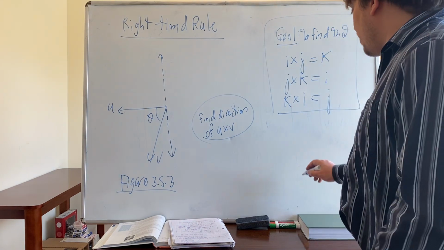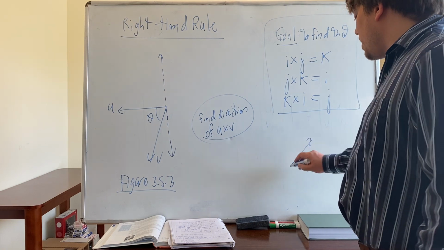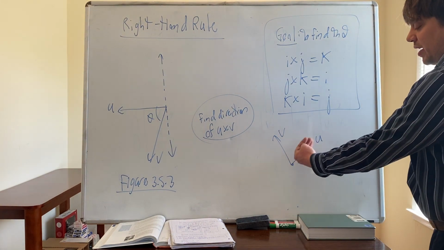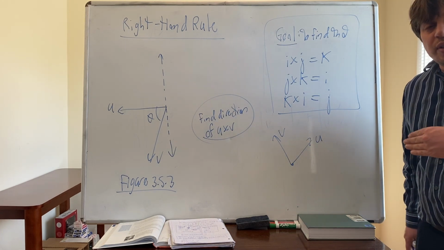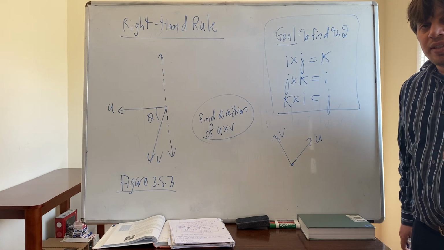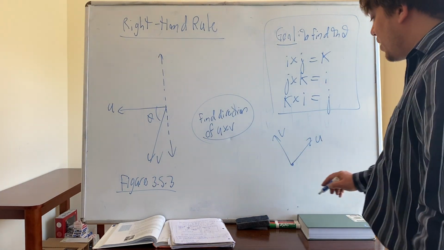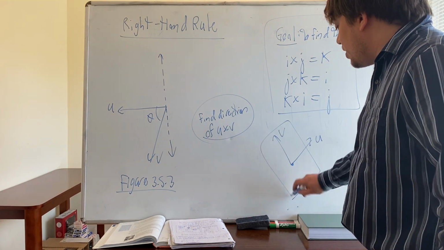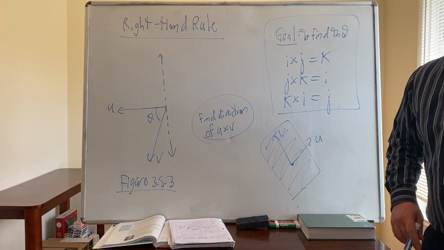Anytime you have two vectors that are not collinear, meaning they can't lie in the same line because they have different directions, you could think of the plane that goes through those two vectors.